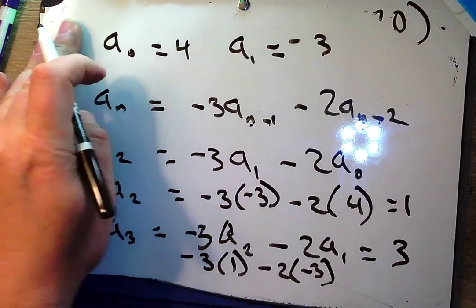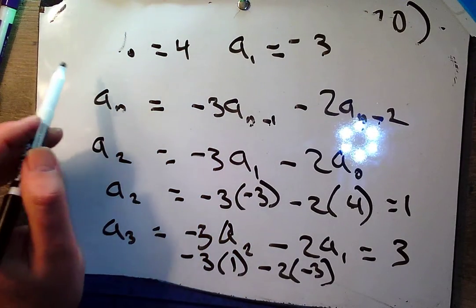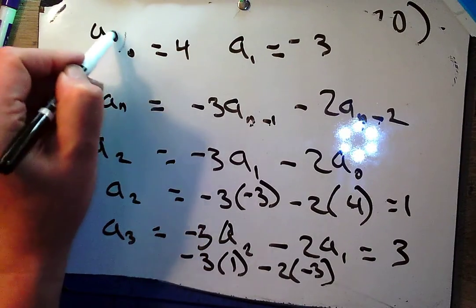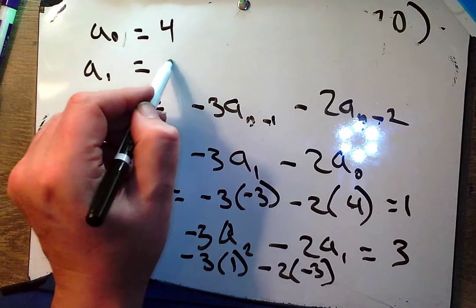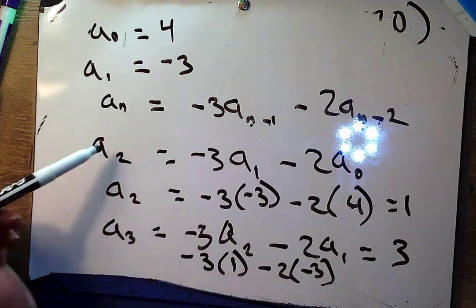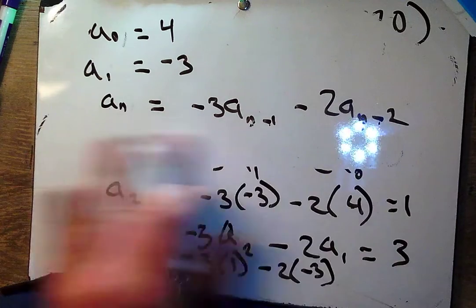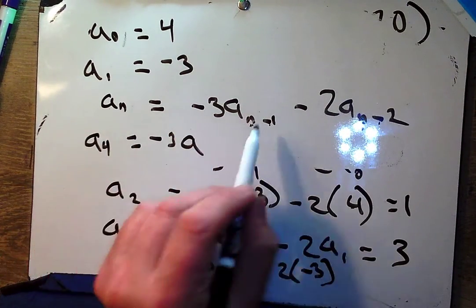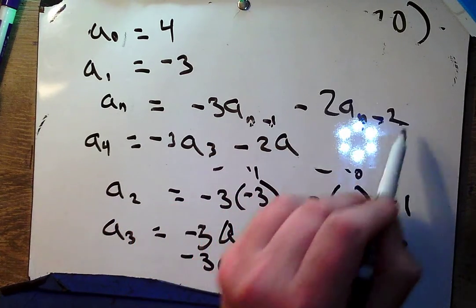Okay, we still need to find A sub 4, right? Because we're looking for the fifth. And we've got A sub 0 equals 4 and A sub 1 equals negative 3. So 1, 2, 3, 4. Yeah, I need one more. I need A sub 5. So, I'm sorry, I need A sub 4. That's negative 3 times A sub 4 minus 1, which is 3, minus 2 times A sub 4 minus 2, which is 2.